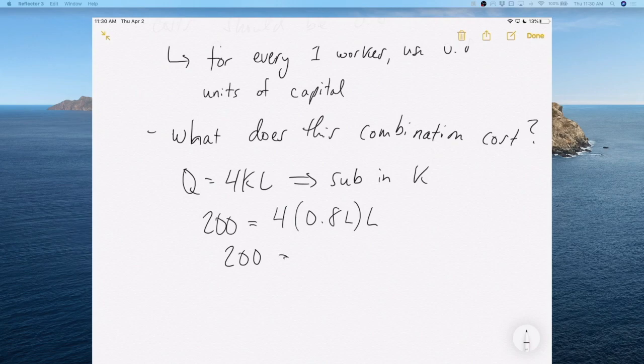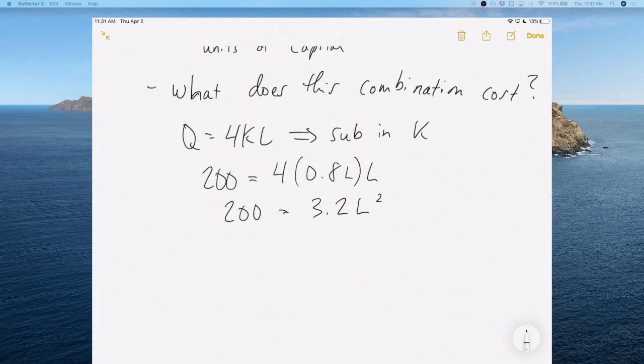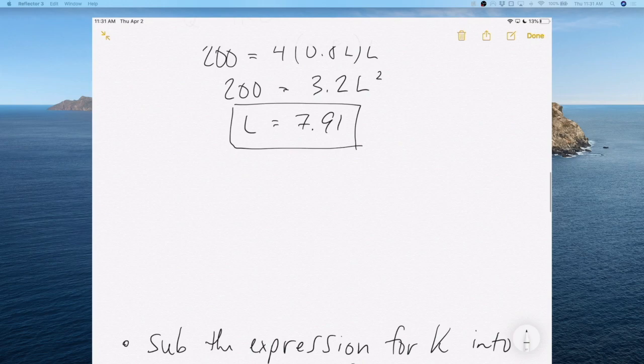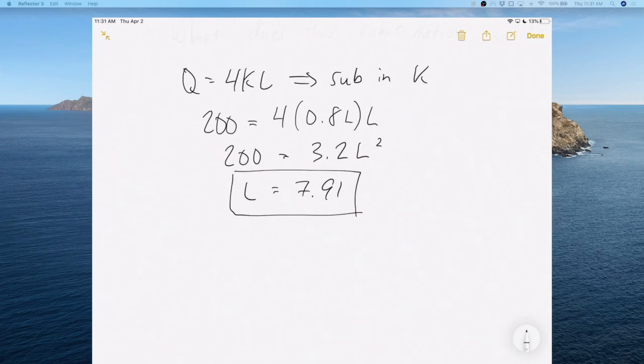200 equals whatever that is, 3.2 L squared. And if you pull out your calculator, you should find L equals 7.91. So that's the efficient level of labor allocation in the long run. We still have to find our capital, however.